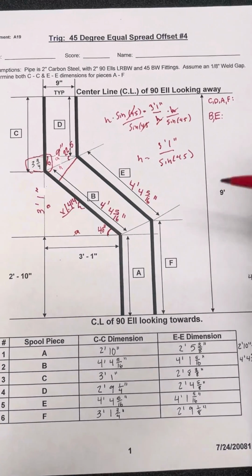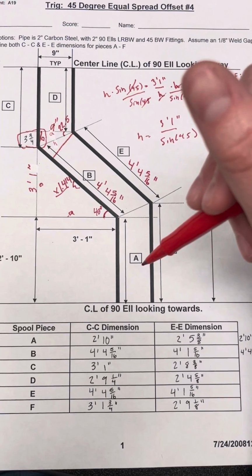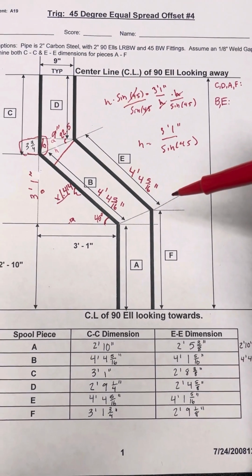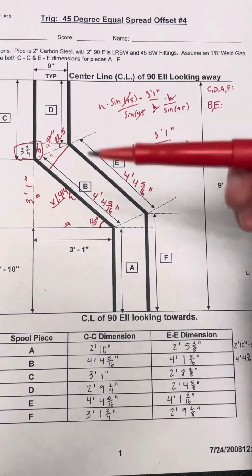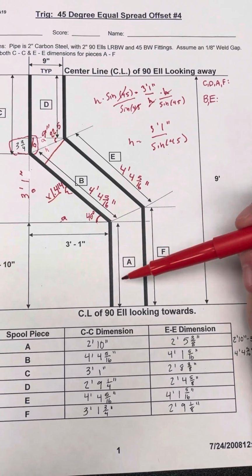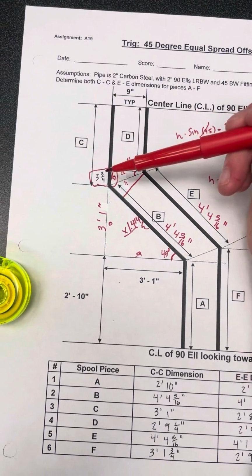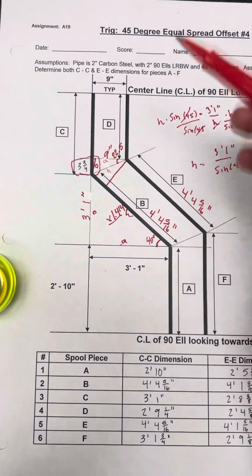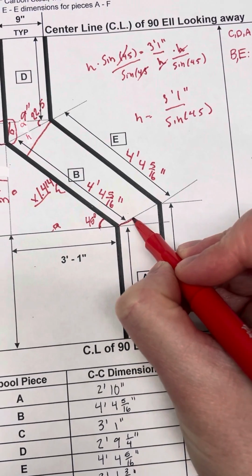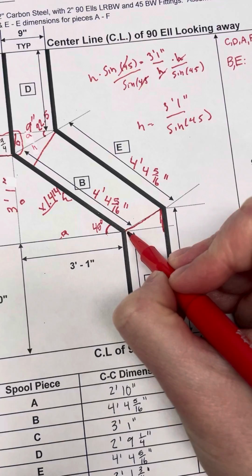All right, so now I'm going to show you how we're going to finish up this problem for the center to center dimensions. So we already know that the diagonal is 4 feet 4 and 5/16 inches from the previous video, but now we need to figure out what this vertical change is between pipe A and pipe F, and then between pipe D and pipe C, because there is a vertical change happening here. You can see this little triangle right here is how we can figure out what this vertical change is.